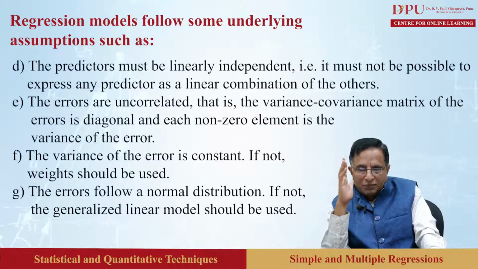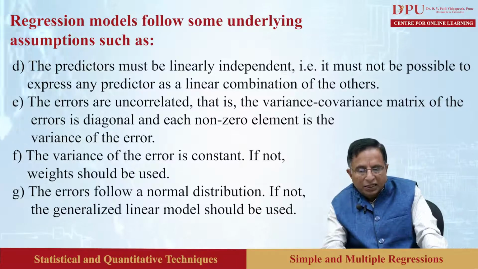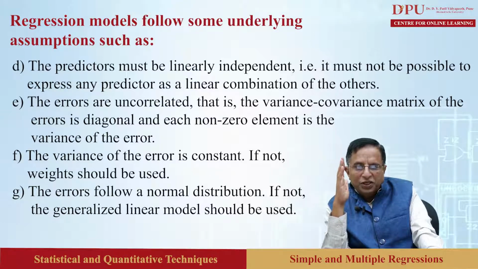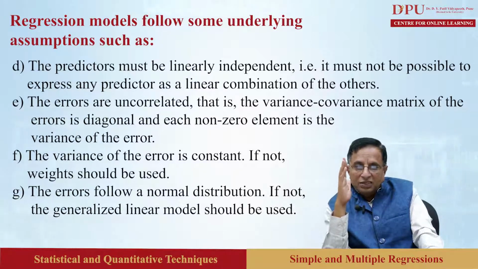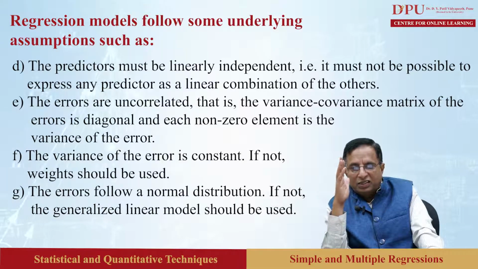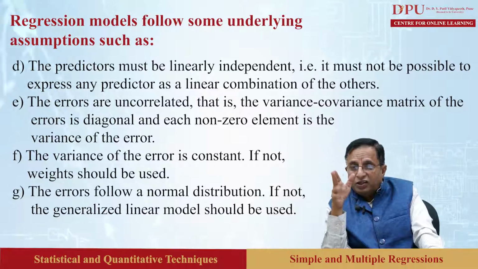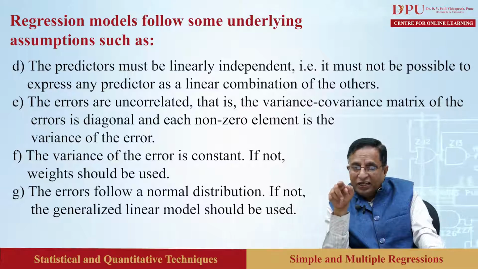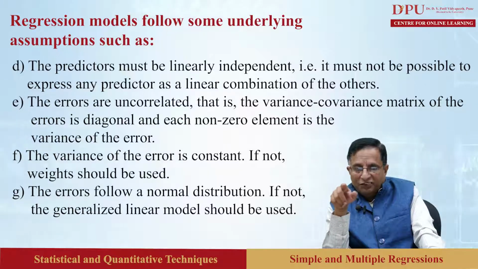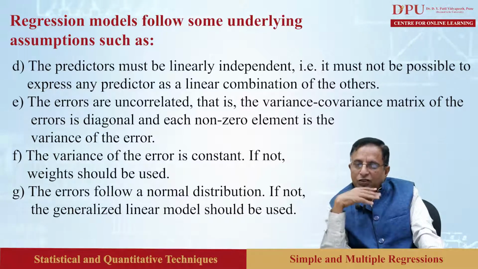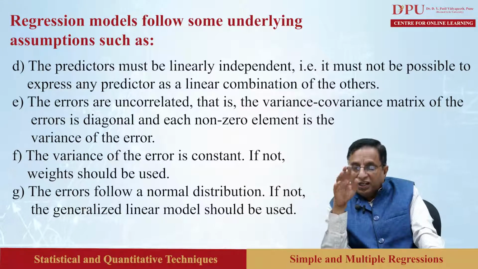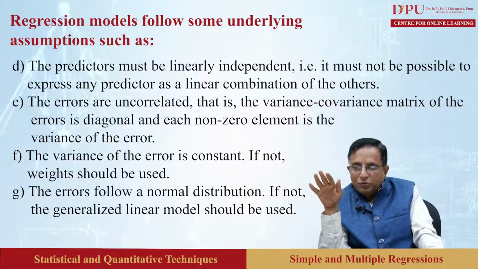The predictors must be linearly independent, that is, it must not be possible to express any predictor as a linear combination of the others. The errors are uncorrelated, that is, the variance and covariance matrix of the error is diagonal and each non-zero element is the variance of the error. Next point, variance of the error is constant. If not, weights should be used. Next point, error follows a normal distribution. If not, the generalized linear model should be used.